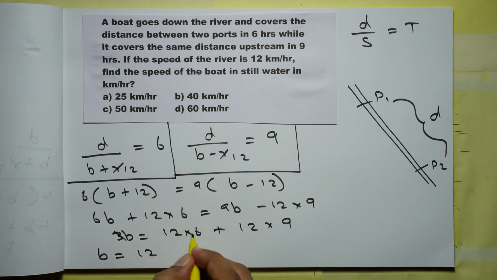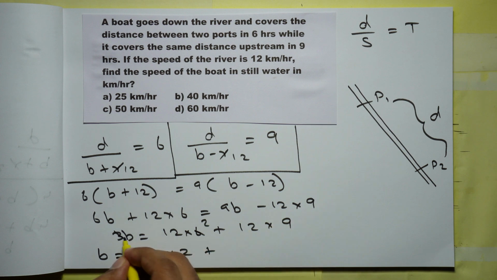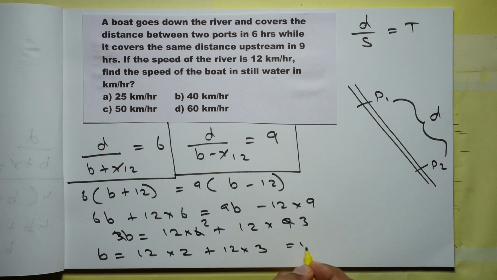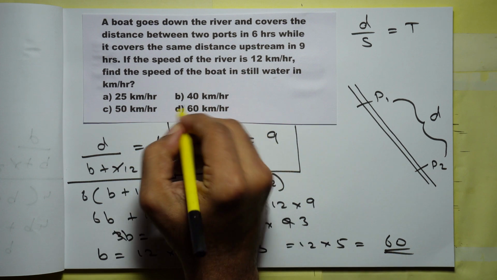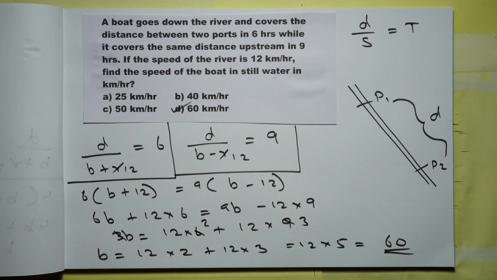or b you will get it as 12 into, here 3 divides 2 times, so 12 into 2, here 3 divides 3 times, 12 into 3, that is 12 into 2 plus 3 is 5, 12 into 5 is 60, so 60 kilometers per hour. That is the value of b, that is the speed of the boat in still water. You will get it as option D, 60 kilometers per hour.